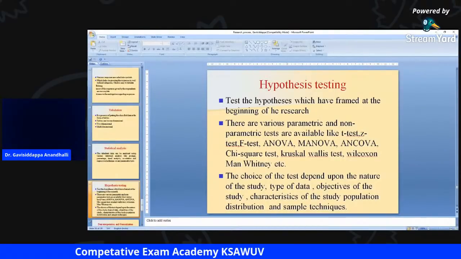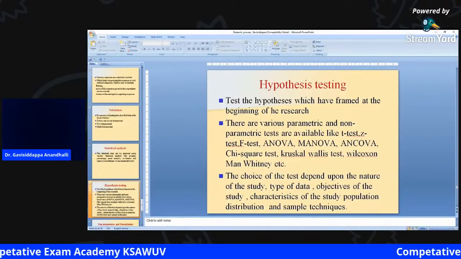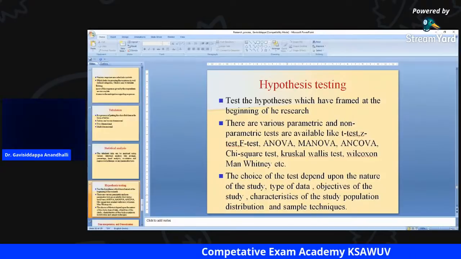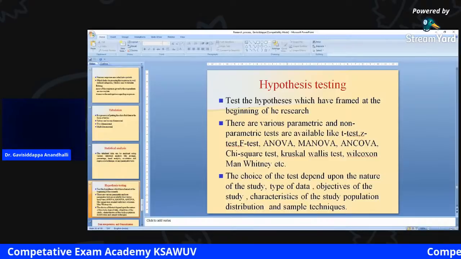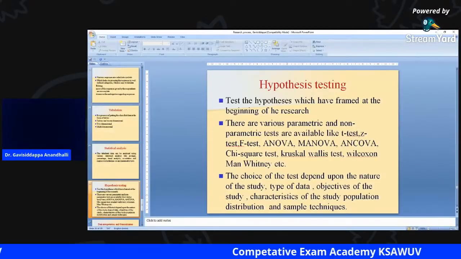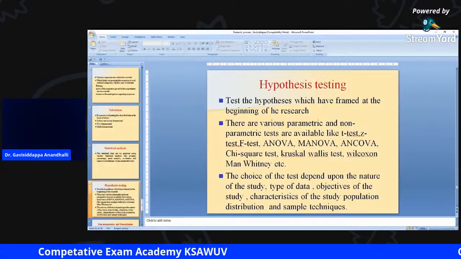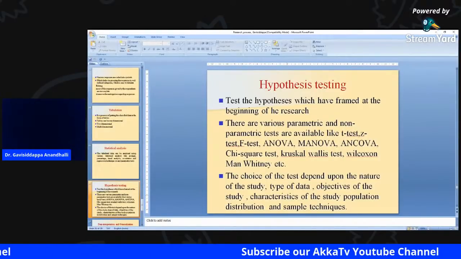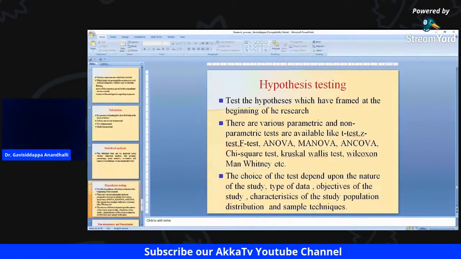There are some other non-parametric tests. These non-parametric tests are less powerful compared to parametric tests. Parametric tests can be tested at the 1% level to test their significance level, whereas non-parametric tests you can do at almost the 5% level, and they can be applicable only for a small group. Like the chi-square test, Kruskal-Wallis test, Wilcoxon-Mann-Whitney test. So many tests are there. We can apply these. The choice of the test depends upon the nature of the study.